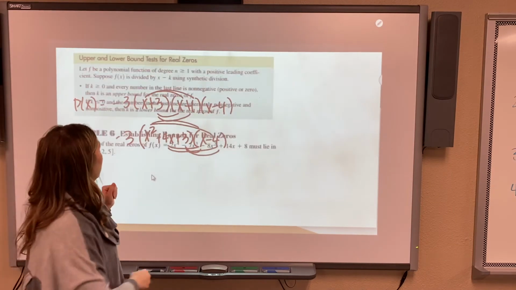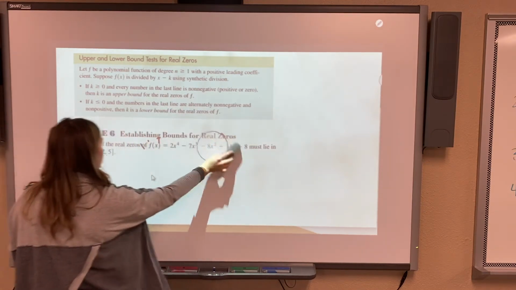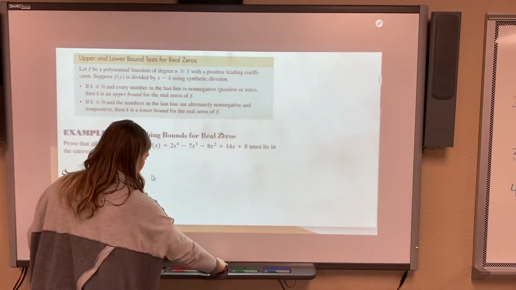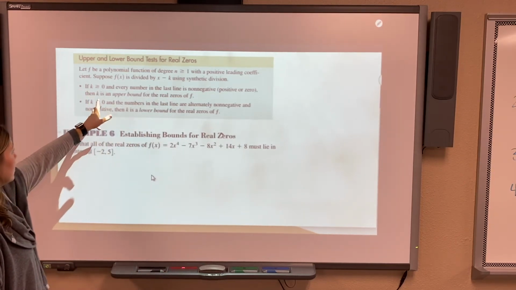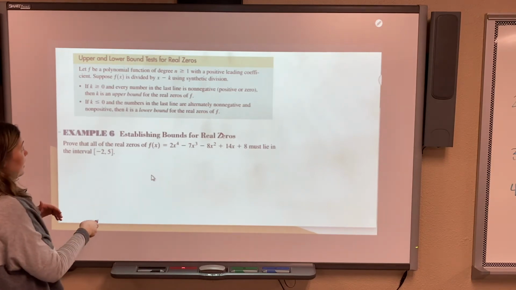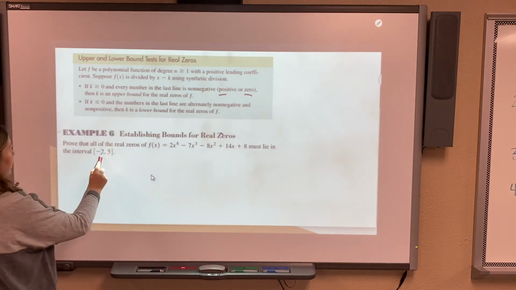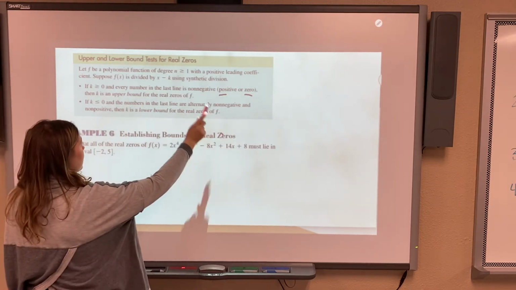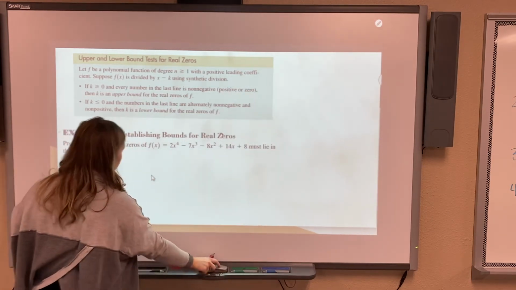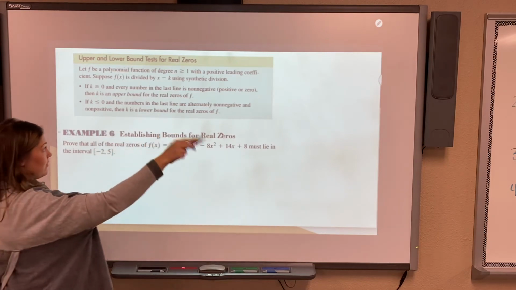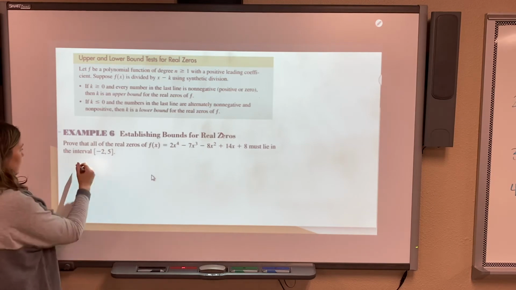Okay, and then let's talk about the upper and lower bound test for rational zeros. Whenever you synthetically divide, if k is greater than 0, then every number in the last line of synthetic division is positive or a 0. And if k is less than 0, every number in the last line is alternately negative and non-negative, and so k is a lower bound. So if you get positive, negative, positive, negative, then that's your lower bound, and the other would be your upper bound. So we just have to synthetically divide.